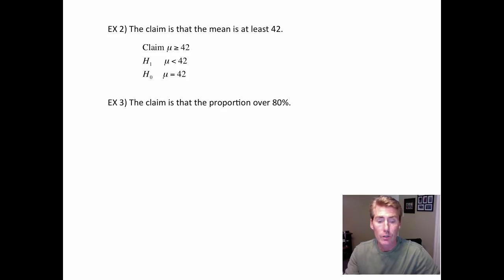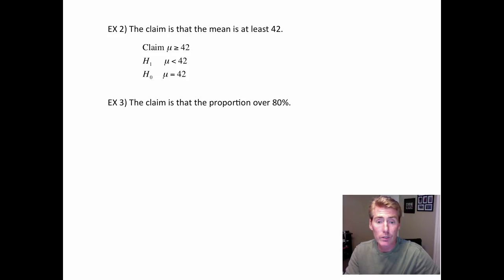Okay, so now let's practice setting those things up. It could be a claim about a mean, like the mean is at least 42, and at least means bigger than or equal. So the mean would be mu, at least is bigger than or equal. H1 can't have an equals in it, so it uses the opposite, less than. And here's H sub 0 with its equals.